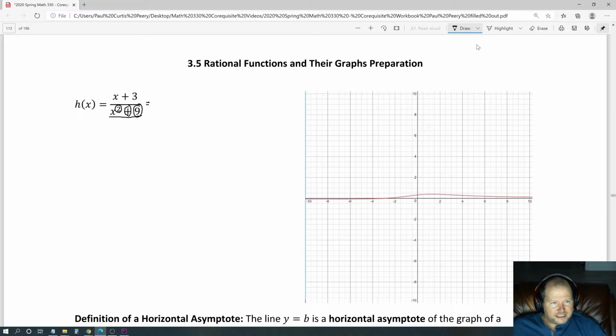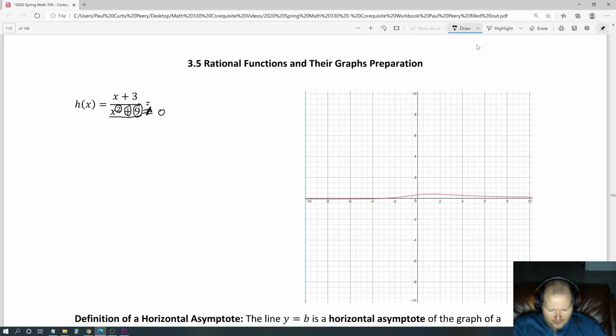Now, what that means is you're not going to have any vertical asymptote, and you're also not going to have any holes because there's no limitation on the domain because nothing will make the denominator equal to 0, no real number, right? So that one's actually almost a trick question.